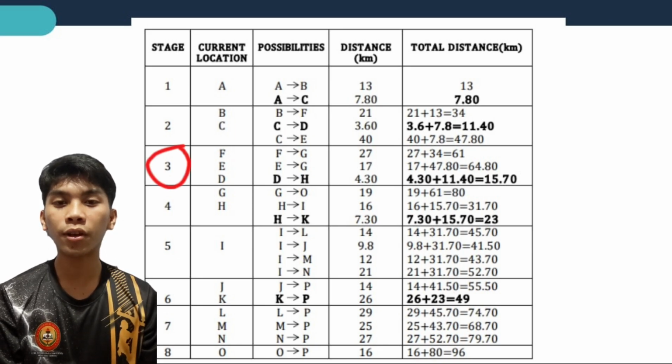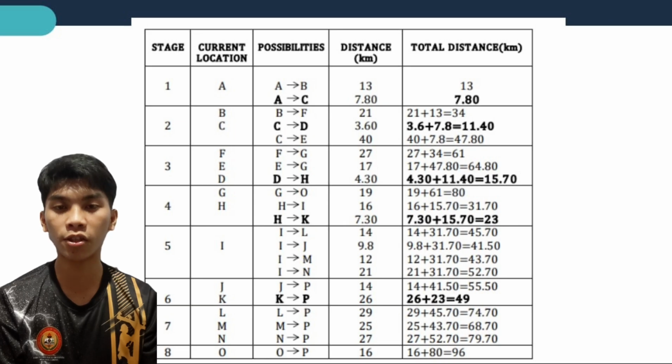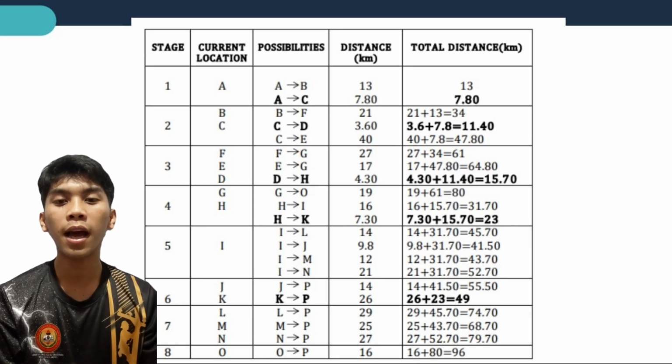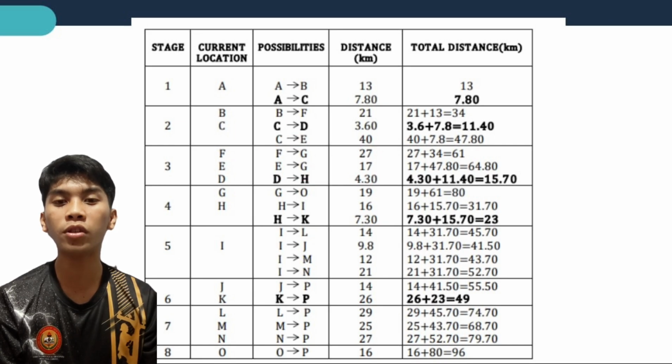At stage 3, location D has a direct path to H for 30 kilometers, resulting in a total distance of 15.70 kilometers when added to the previous stage. Similarly, other locations such as F to J 7 kilometers and E to J 17 kilometers continue their own respective calculations, though these paths are ultimately longer.